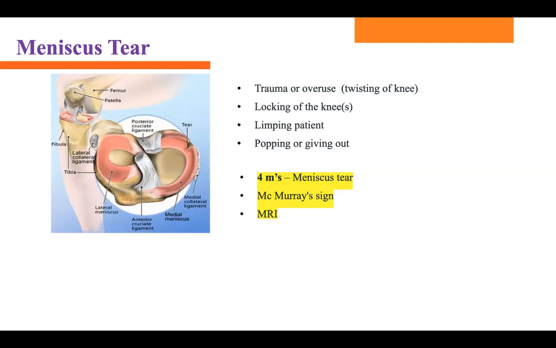Remember, 4 M's for meniscus tear. McMurray sign positive, double M, MM, McMurray sign. This M sign is very important because it comes in a lot of different conditions. Appendicitis, McBurney. Murphy sign, remember gallbladder. McMurray sign, double M, remember meniscus tear. That's why you gotta remember 4 M's for meniscus tear. Meniscus tear, McMurray sign, and gold standard is MRI.